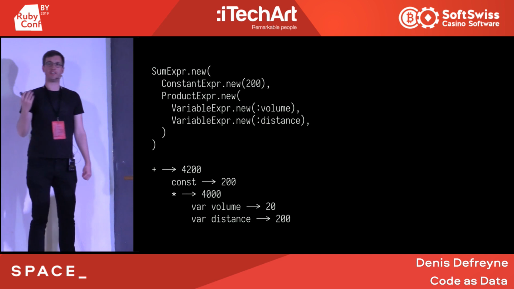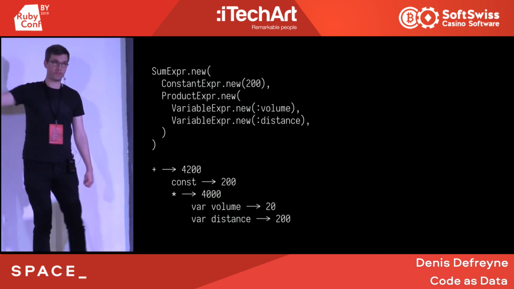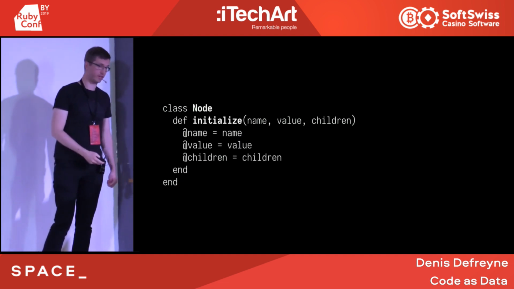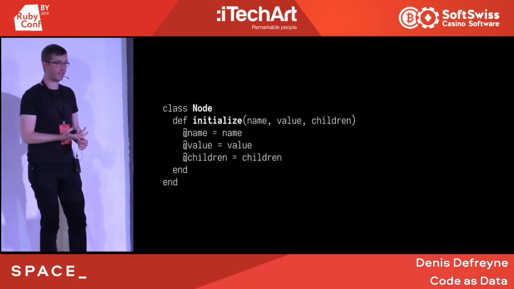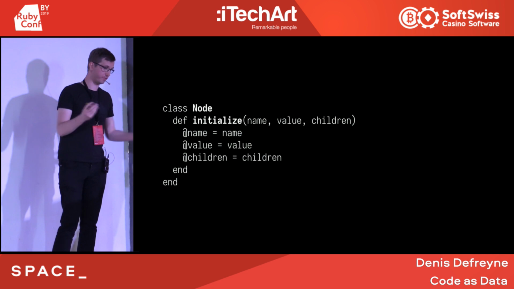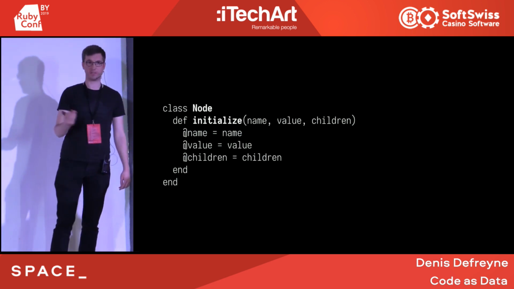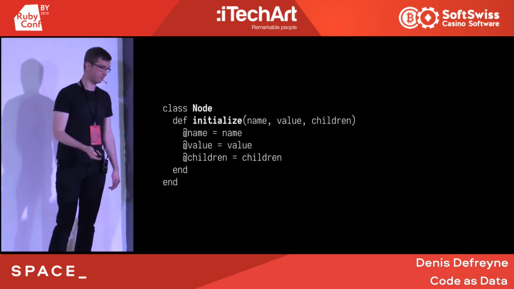For this breakdown, we'll need an entity that represents each node within this tree, and I'll create a class called node, which has 3 attributes. It has a name, which could be sum, or product, or const, or var. It has a value, which is what we were playing around with all along, and it also has children.